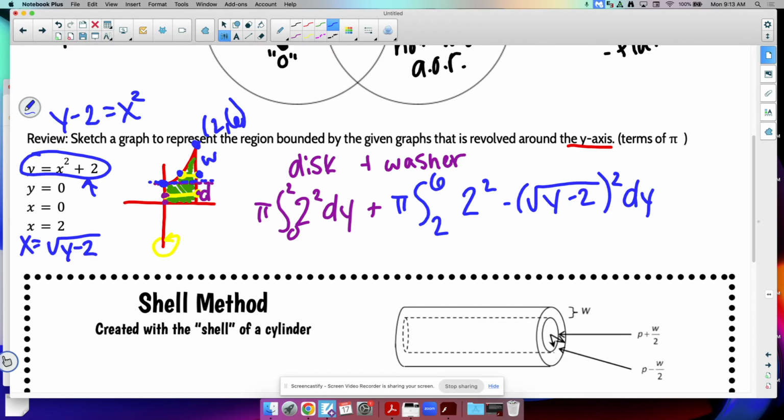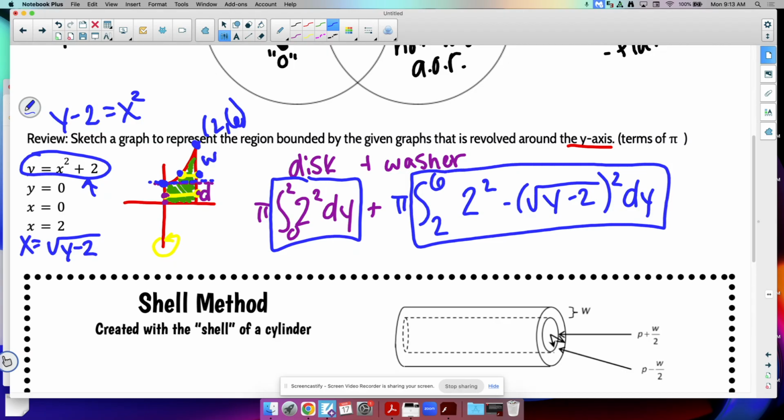To leave your answer in terms of pi, you just grab your calculator, plug this in. Some of you do one, some of you do the other. And if you get an answer, just holler it out.